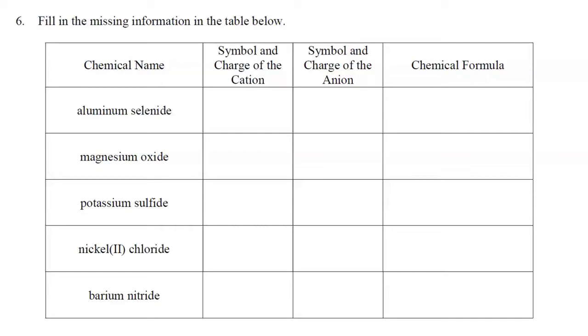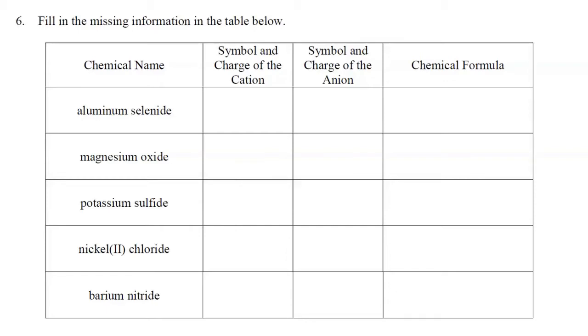All right, number 6, fill in the missing information in the table below. We are looking at 5 different ionic compounds, and we can tell that these are ionic because they have a metal and a nonmetal. So the first thing that I'm going to do is fill in the symbol and charge for the cations and the anions, and then we can take a look at the correct chemical formula.